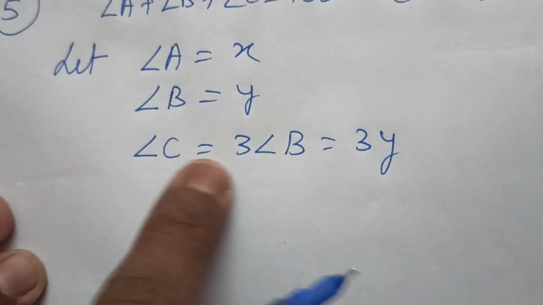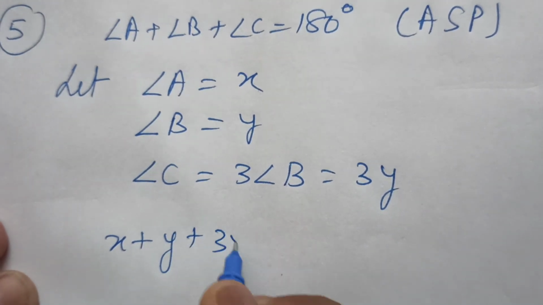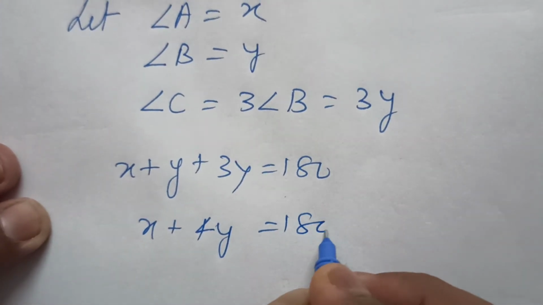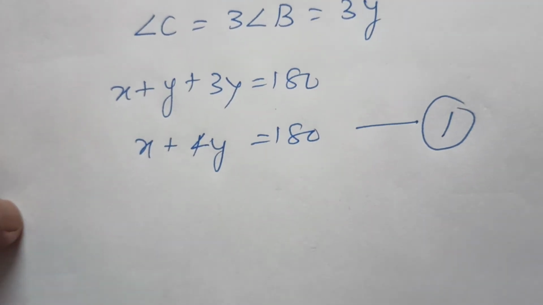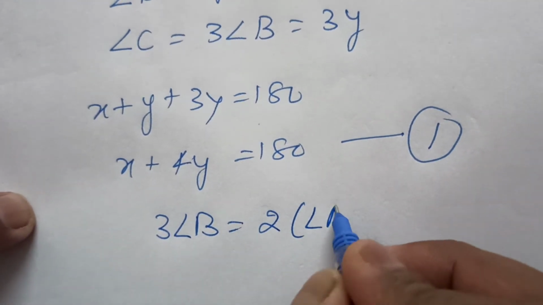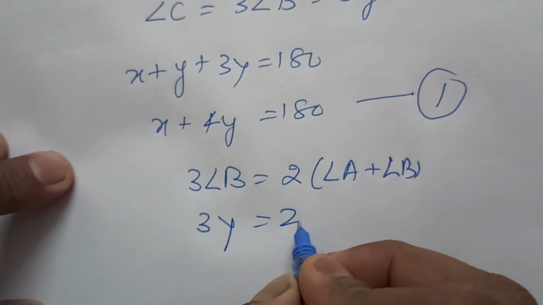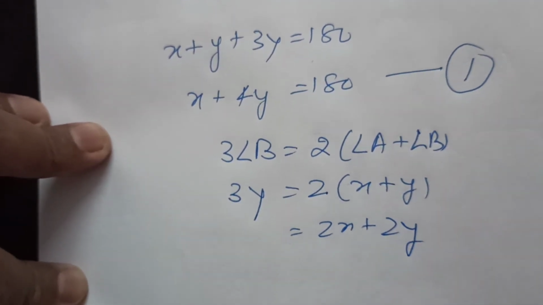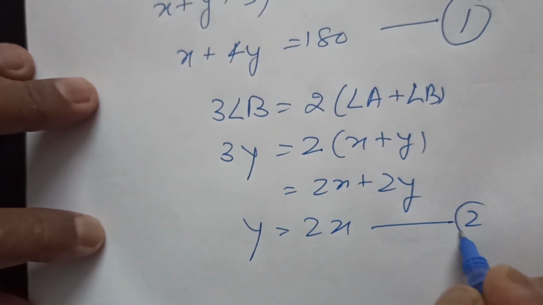To get the first relation, we put all these values back into the angle sum property. We get x plus y plus 3y as 180, x plus 4y as 180. This is our first equation. And to get the second equation, we use the relation 3 times angle B is equal to 2 times angle A plus angle B. If you put the values, 3y is equal to twice x plus y, that gives you 2x plus 2y. Rearrange these terms, we get y is equal to 2x. This is our second equation.